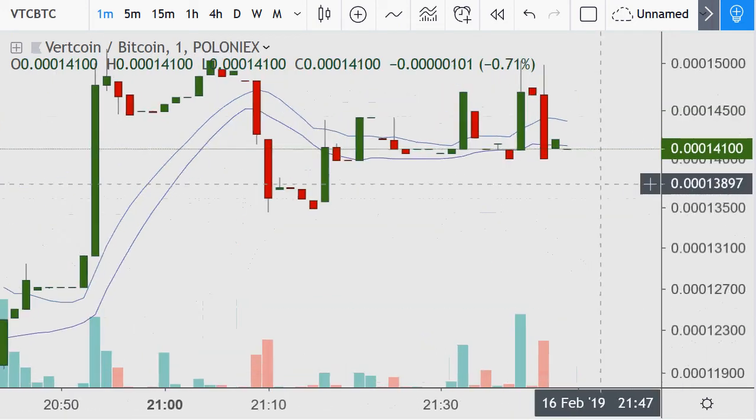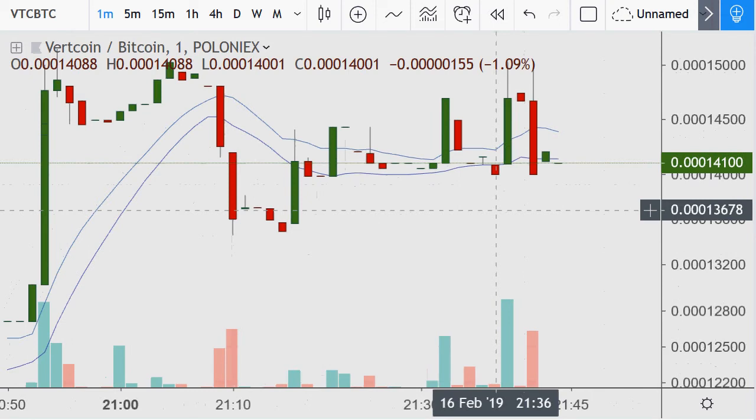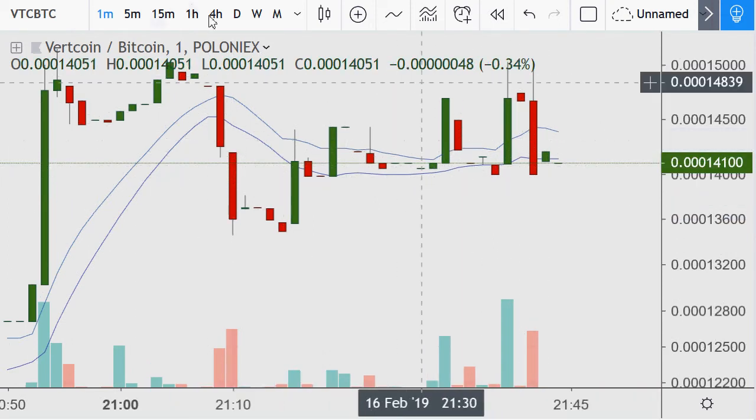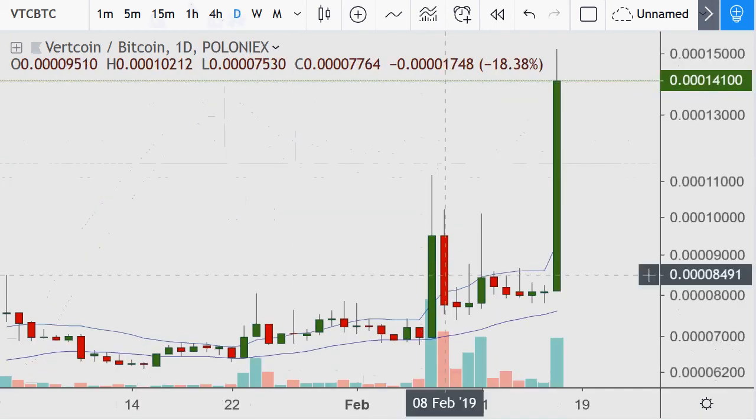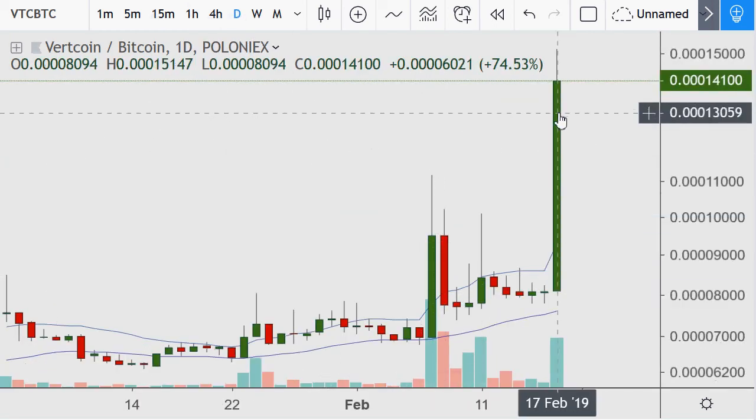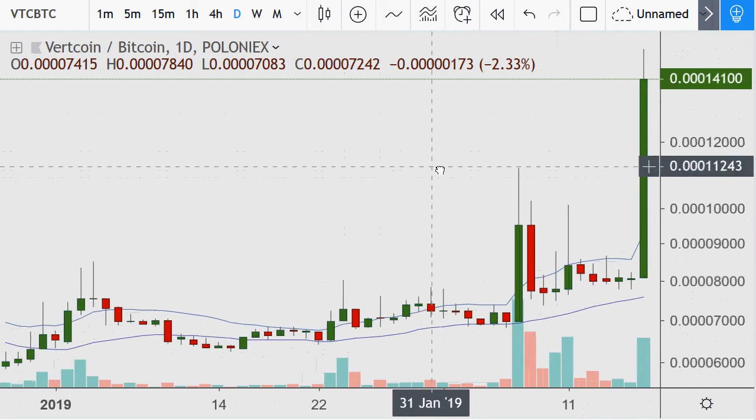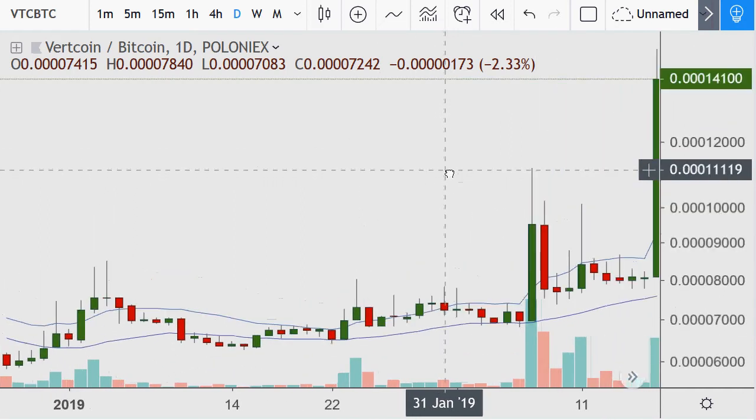And this is the 1 minute. So I mean, it hasn't been doing too much. No, I definitely haven't made a trade in the last 10-15 minutes, but I've been trading this today. On the daily time frame, this is up so far 74%. This is what it looked like before the day.